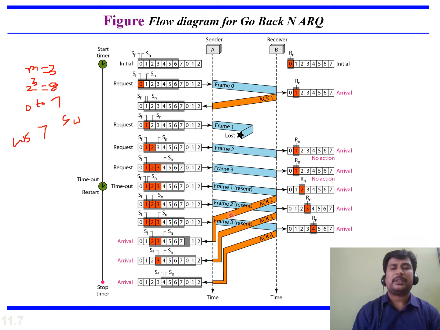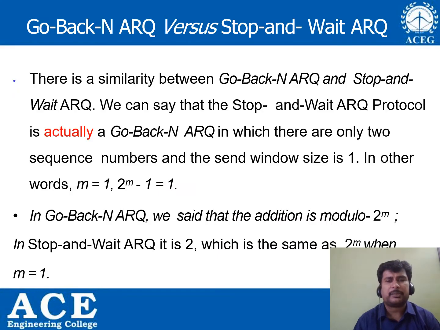This is what we mean by the protocol called Go Back N Automatic Repeat Request and its function. Let us find the similarities and differences between Go Back N ARQ and Stop and Wait ARQ. There is a similarity: Stop and Wait ARQ, which we discussed initially, is a version of Go Back N ARQ where m, the number of bits used to represent the sequence number, is 1. So for Stop and Wait ARQ, we assume m equal to 1.